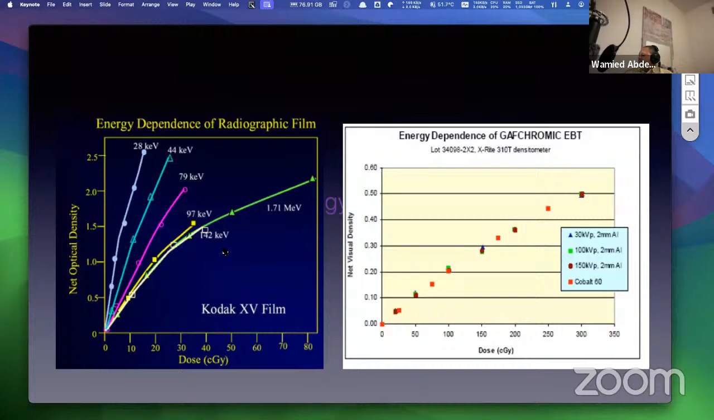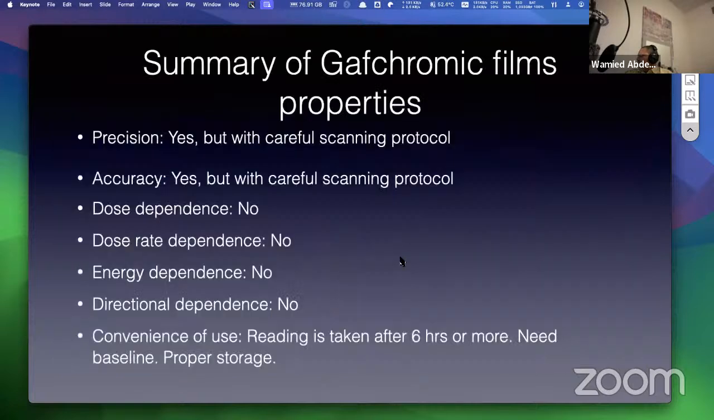Here on the left, we have radiographic films. Again, they're not linear, and they do exhibit energy dependence. At least chromic films don't have energy dependence. So in summary, they're precise, but with a careful scanning protocol. These are chromic films.